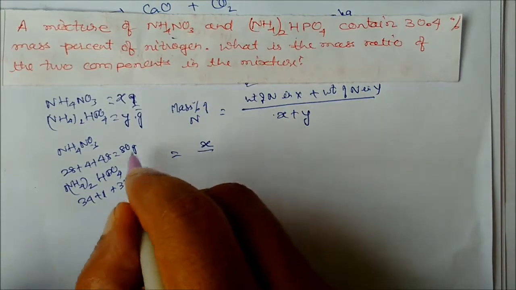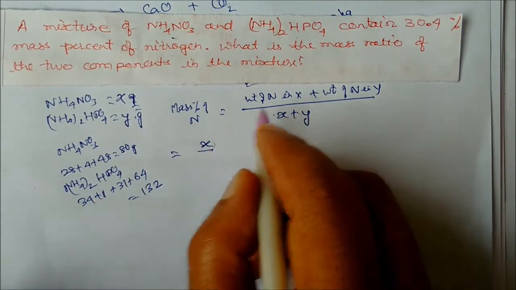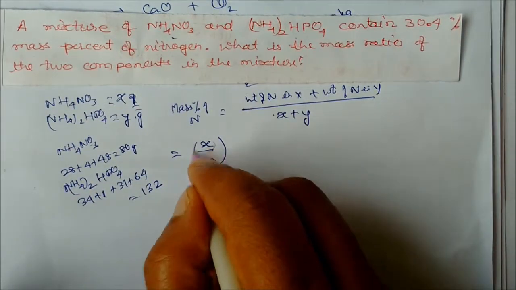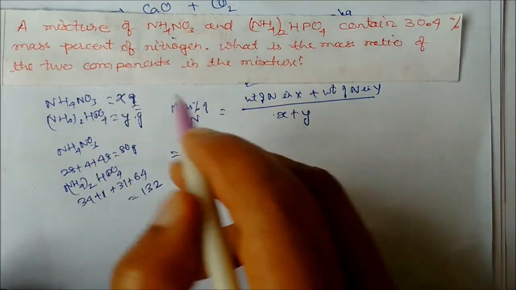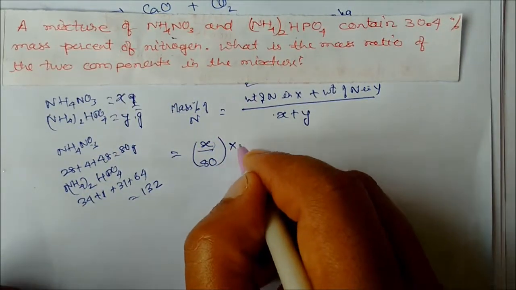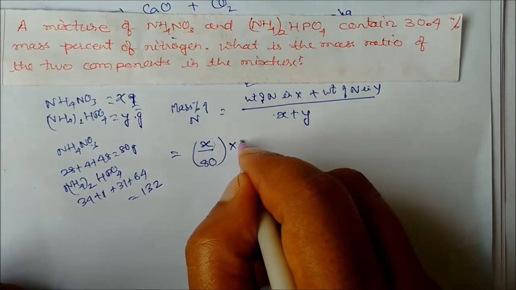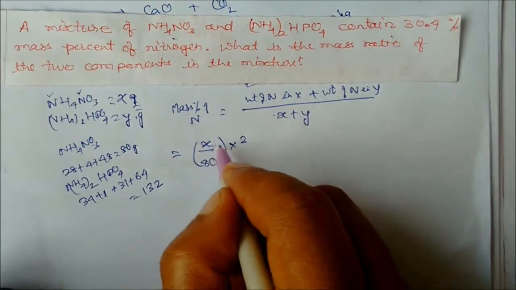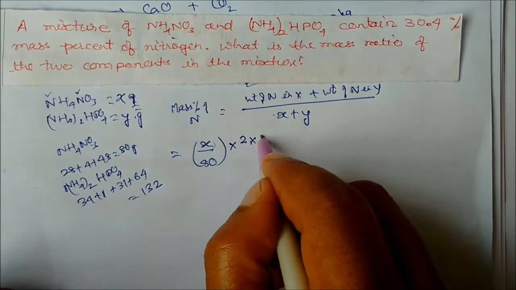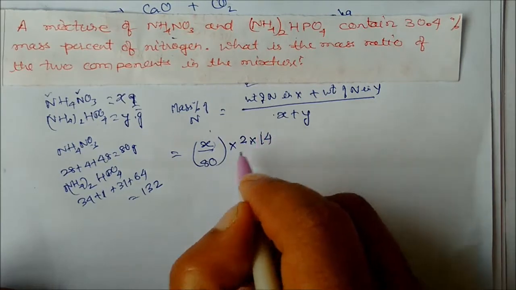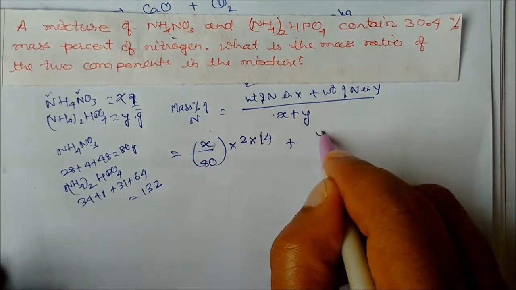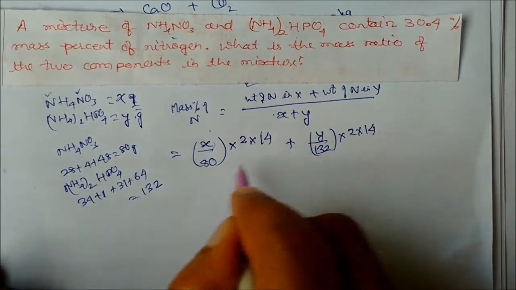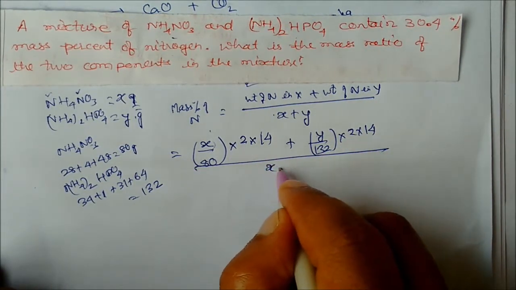So here X is the weight of this substance, and the molar mass is 80 gram. But we need to find the moles of the substance. So again we have to multiply by how many nitrogens. So here nitrogen is how much? 2 moles of nitrogen. So 1 mole contains 2 mole nitrogen. So we write 2 mole, and divide by molar mass. So mole into molar mass, this is the weight of nitrogen. Similarly, we can write here Y upon 132. Again, how many nitrogens? 2 into 14, and divide by X plus Y.